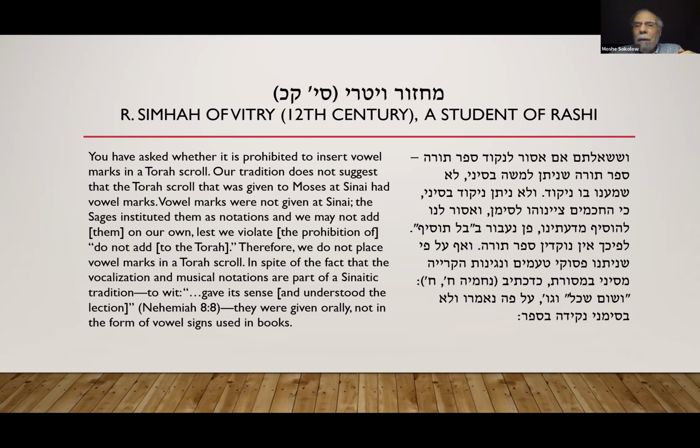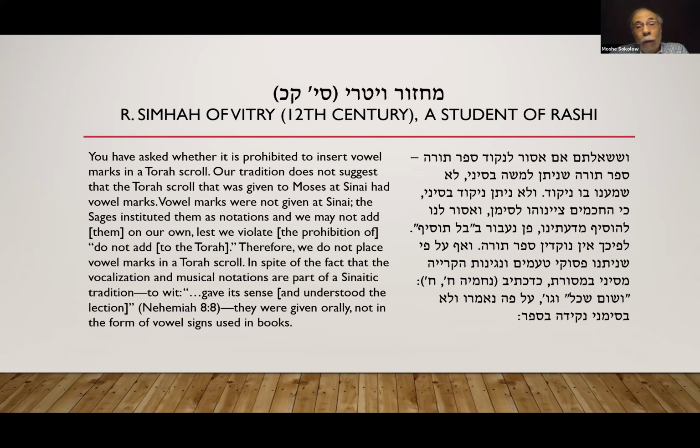And in his Machzor, he writes as follows: B'shesha alter, somebody wrote him a question asking, Im asur linkod sefer Torah, whether it is prohibited to put any kinds of symbols into a Torah scroll. And his answer is as follows: Sefer Torah shenitan leMoshe b'Sinai.